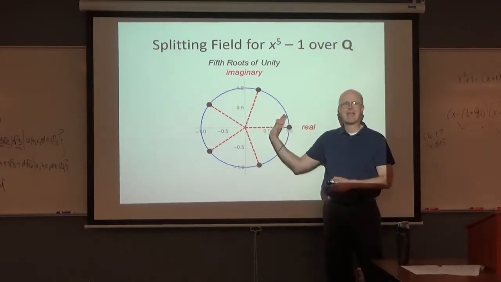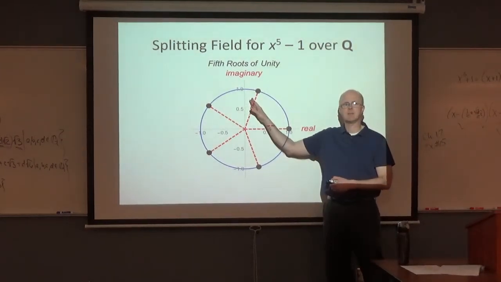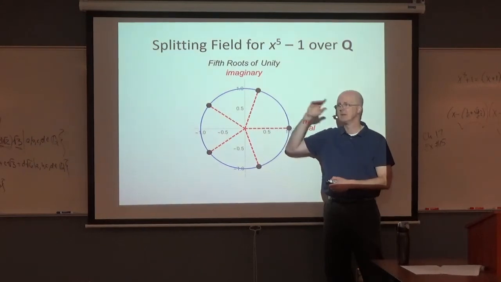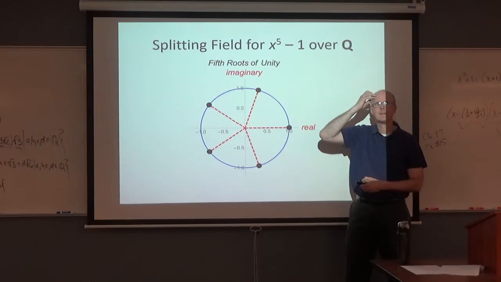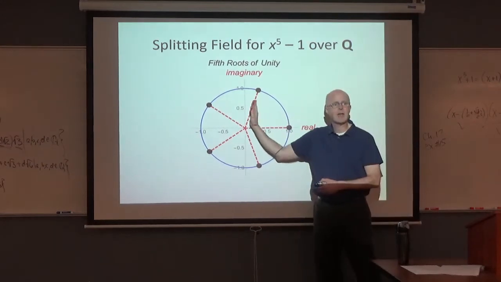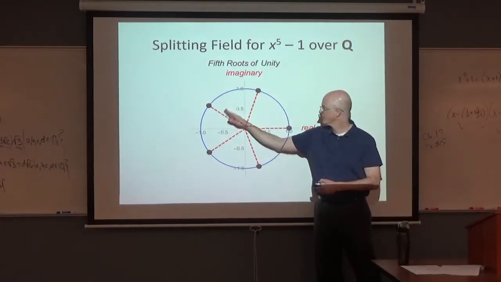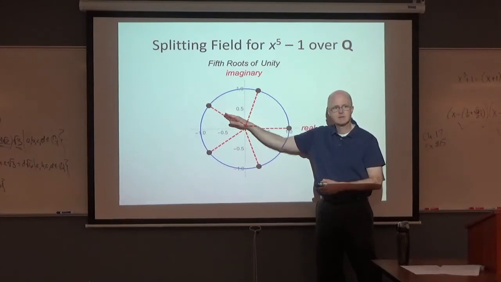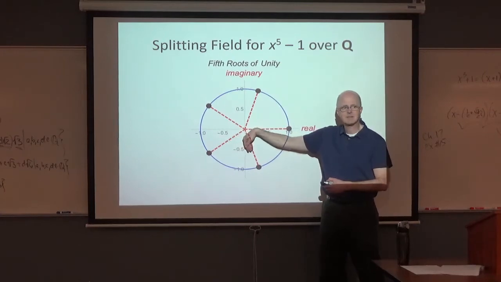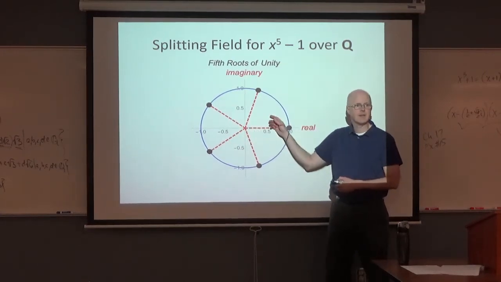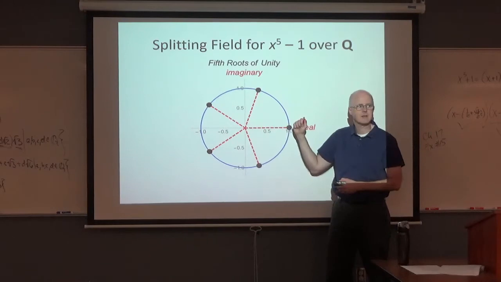Another of which has angle 360 degrees divided by 5, which is what, 72? Is that right? Yeah, 72-degree angle there. 144-degree angle for this one. 216 degrees to get to that one. 288 degrees to get to this one. And then up to 360 again. So those are the fifth roots.